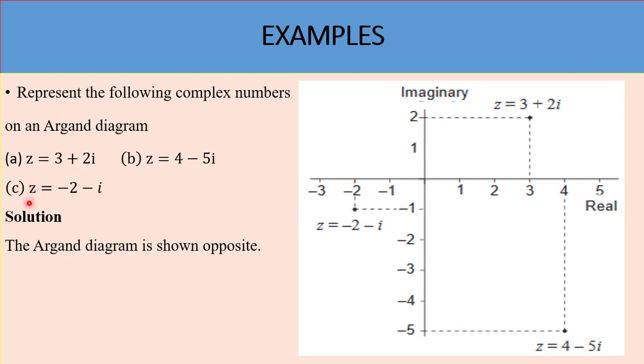Then lastly, z is equal to minus 2 minus i. So we shall have minus 2 for the real axis, and then minus 1 for the imaginary axis. So this is minus 2, minus 1, which is at this point. So this point represents the complex diagram of z is equal to minus 2 minus i.